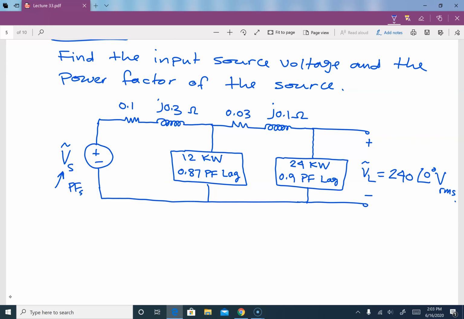The power factor we will be able to find under the condition that Vs is known and the current flowing through that source is known. So if I call this current Is, then I will have a current called I1 and a current called I2, and Is is equal to I1 plus I2.